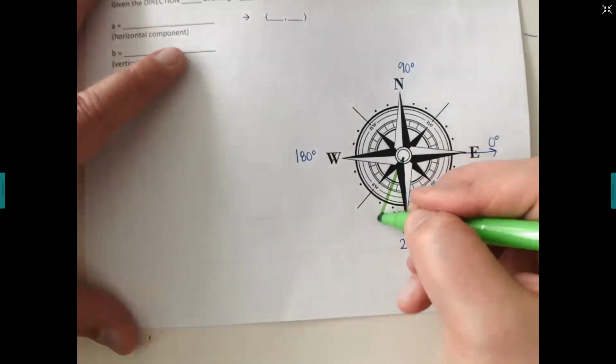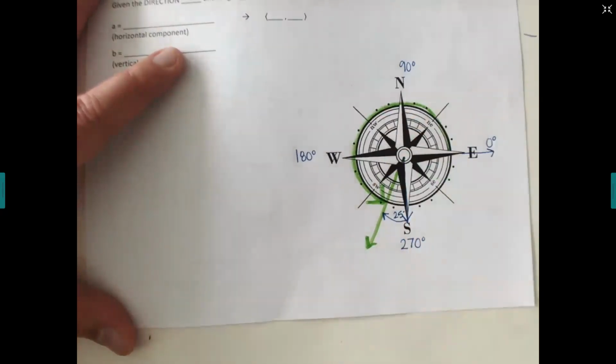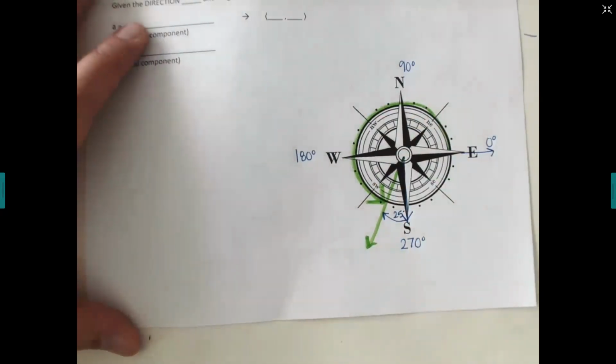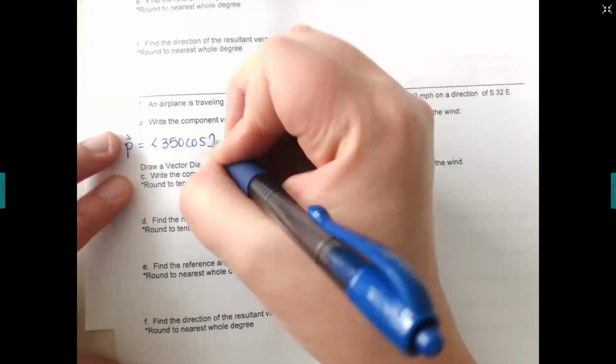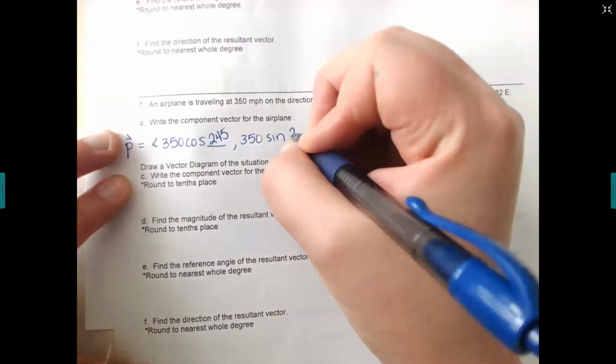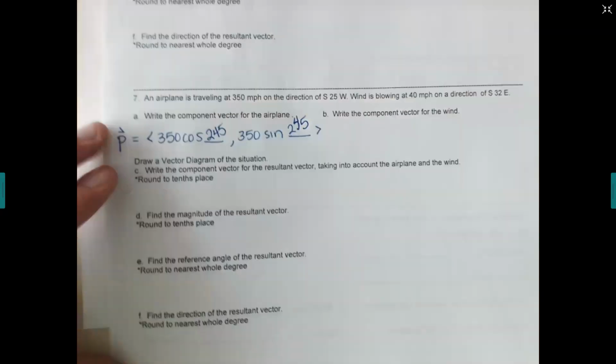Maybe don't draw this on yours, just because you get to use it on your test. You don't want a bunch of stuff all over it. But what would my direction be if I have to measure this way? How many degrees? 245. Plug it into your blank on your review. So it'd be 350 cosine 245 and sine 245.